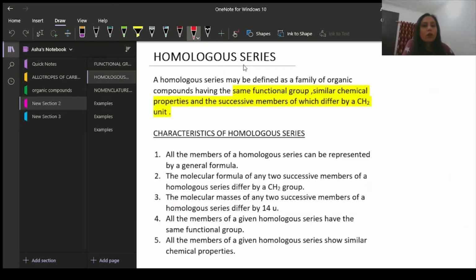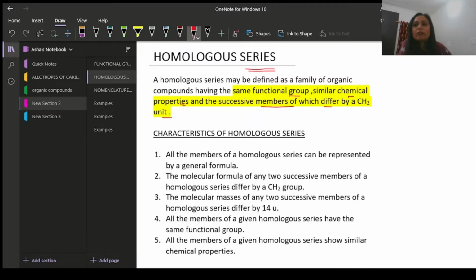Now, what is a homologous series? As the name tells, it is a series. So it is a series of compounds having the same functional group, and obviously if the functional group is the same, it will show similar chemical properties, and the successive members differ by a CH2 unit. Okay, it is very easy to understand.